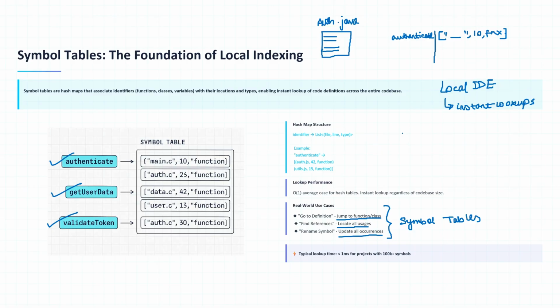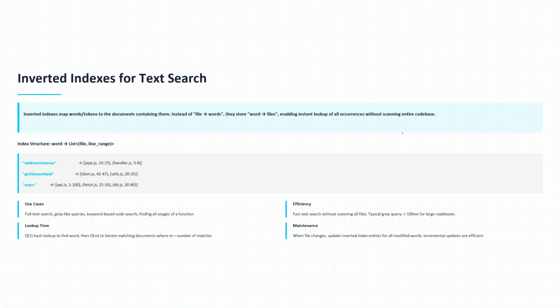Unlike language servers that often rebuild the entire state, Cursor uses this kind of incremental AST mutation, meaning only the modified subtree is reintegrated, and only the modified parts inside the symbol table are changed. Which takes us to the next part, which is inverted indexes for text based search.